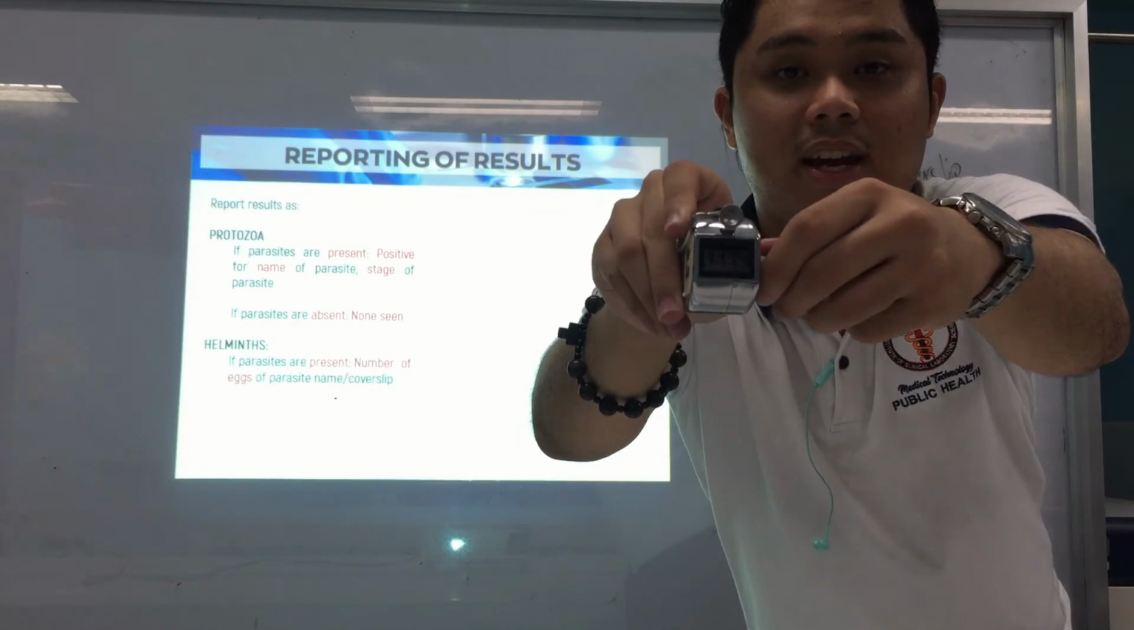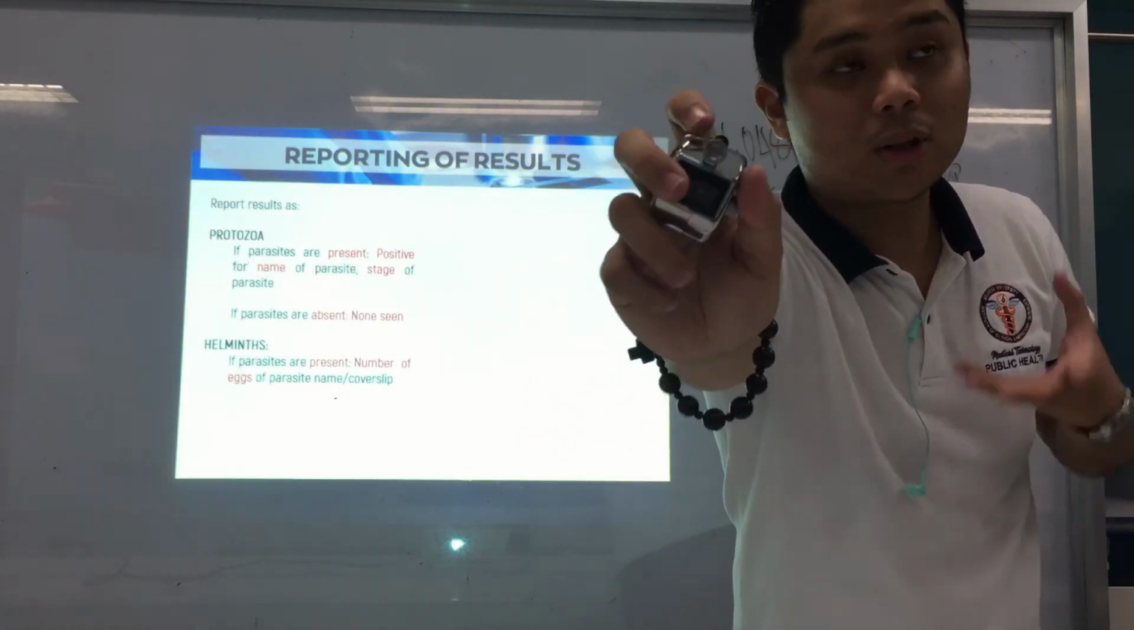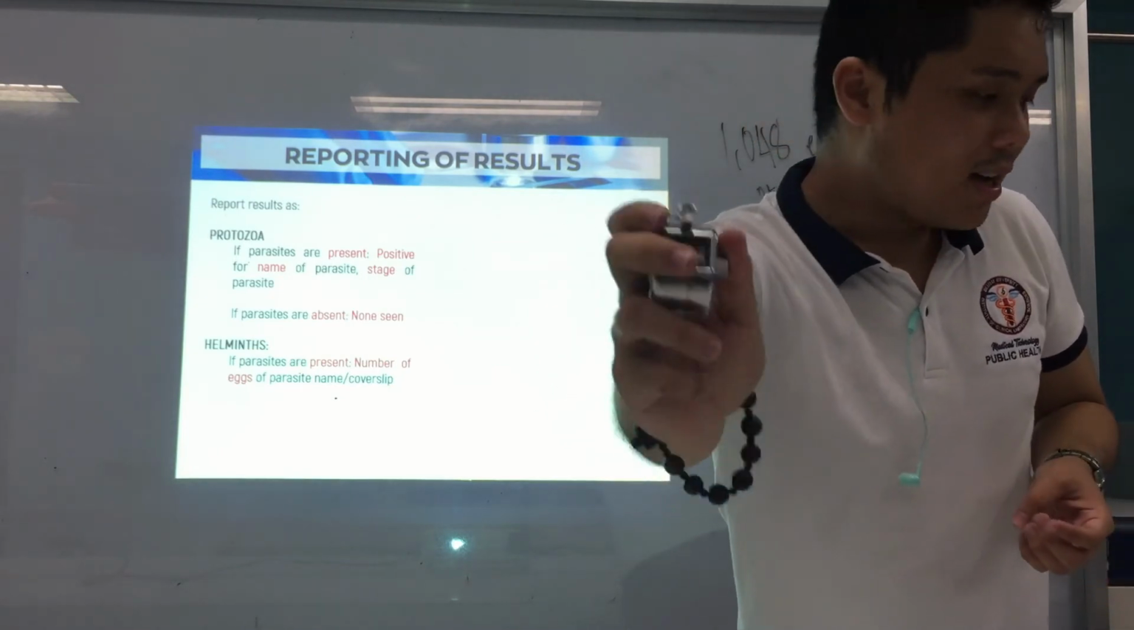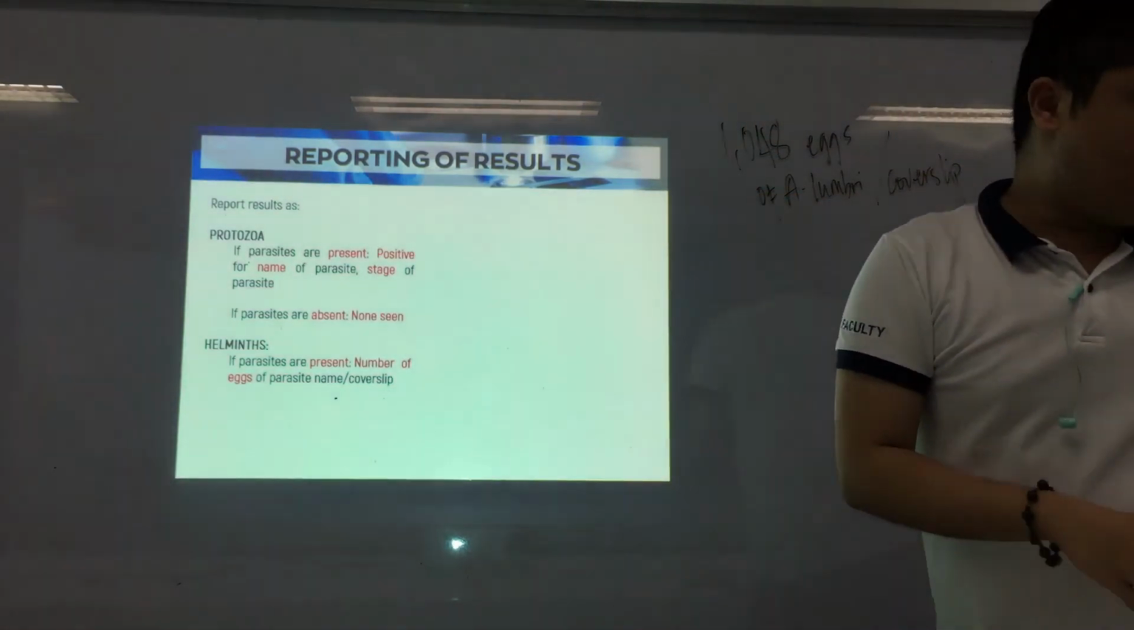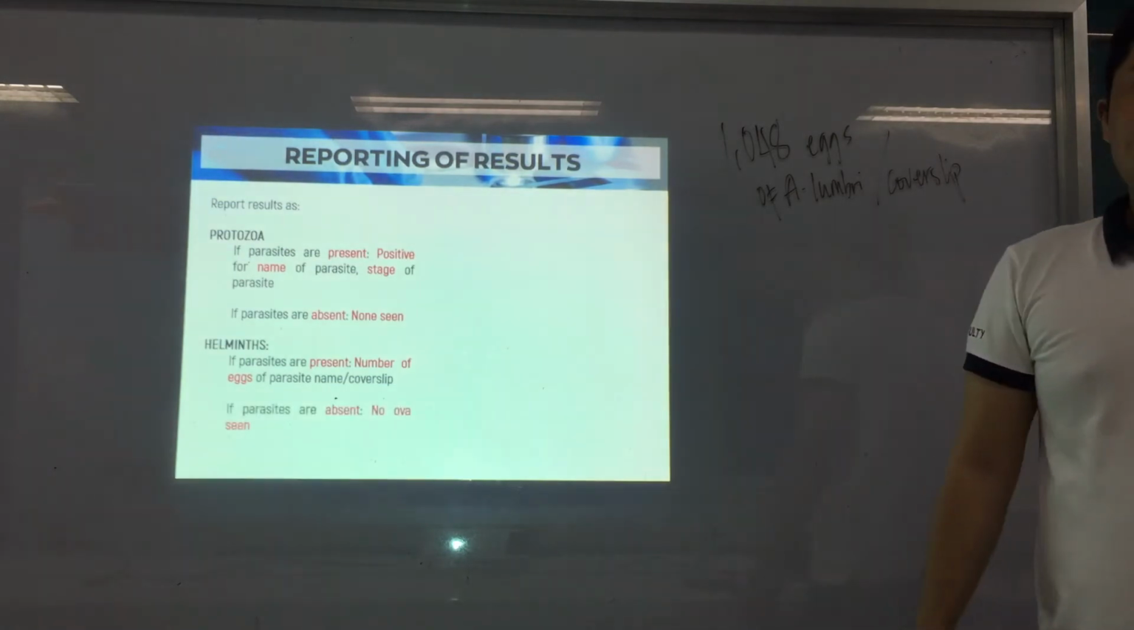Until it reaches 0 again, so that you start from the beginning. Alright? So this is what we call a counter, a tally counter, for counting the number of eggs. And if it's negative, you just say no ova seen.